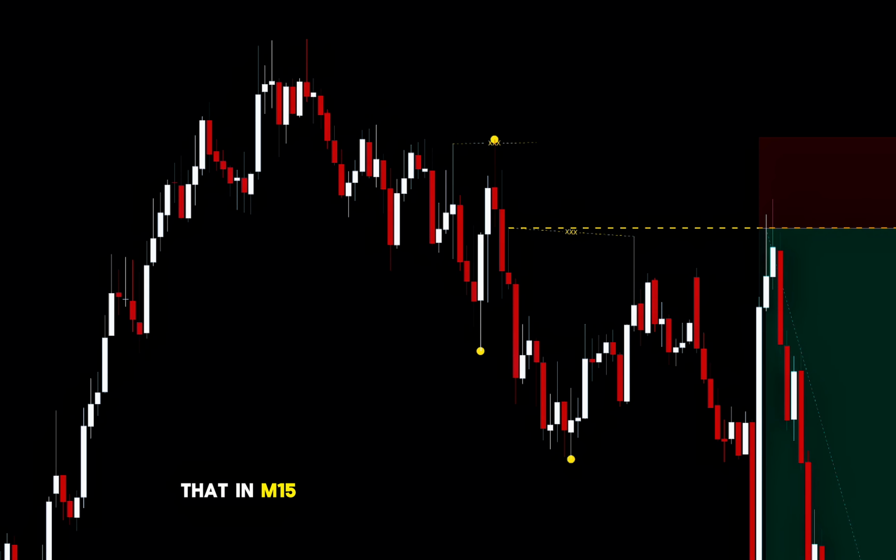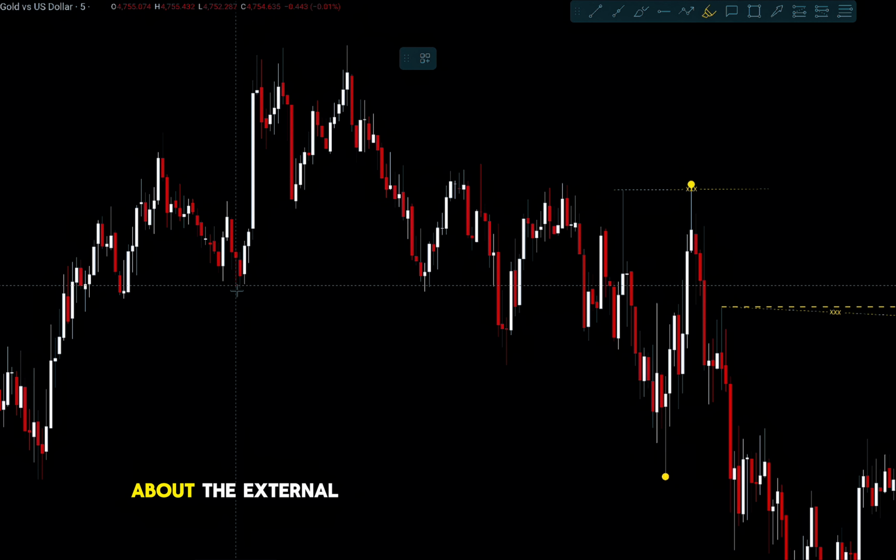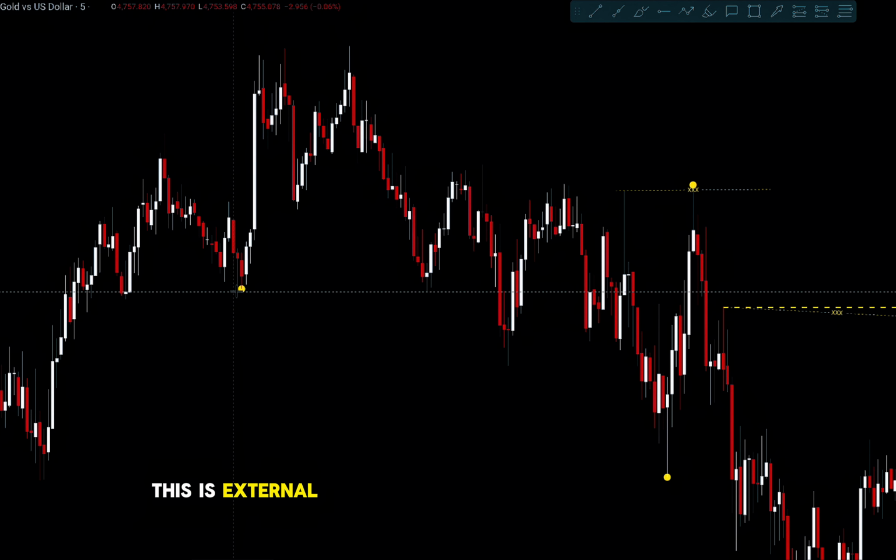If we go to M5, so here in M5 we can see, if you have also read my videos about the external liquidity, this is external liquidity. Price came, took that low and then went up a bit, and it is external liquidity because it took out this low and then broke this. This low becomes a valid major low, and price can sweep it to the upside.